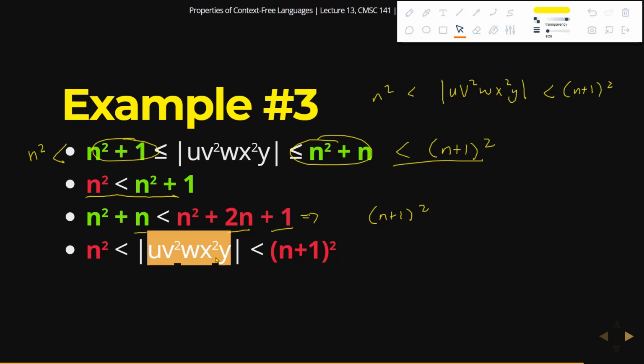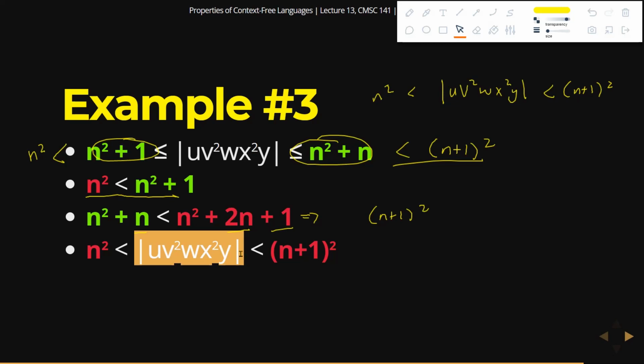And the language contains strings with a number of zeros, wherein the number of zeros is a perfect square, right? But the length of the pumped up string here is between two perfect squares. You have n squared and (n plus 1) quantity squared. So these are two succeeding perfect squares, right? n squared is a perfect square, (n plus 1) quantity squared is a perfect square. So therefore, this one cannot be a perfect square.